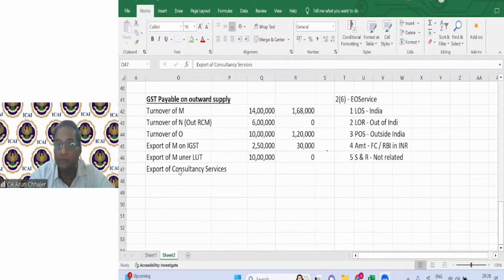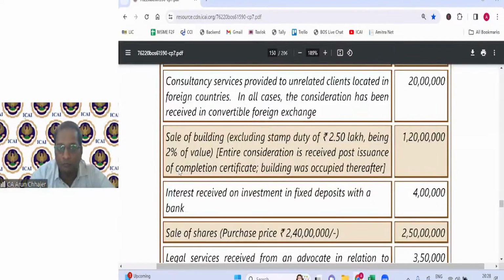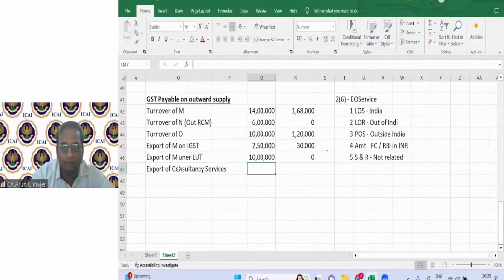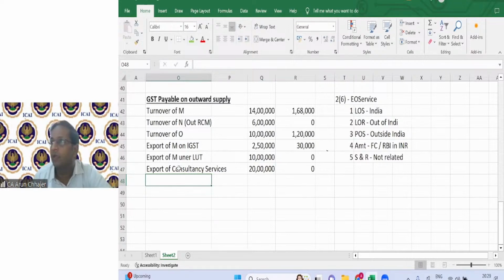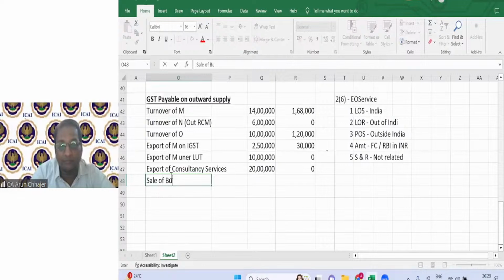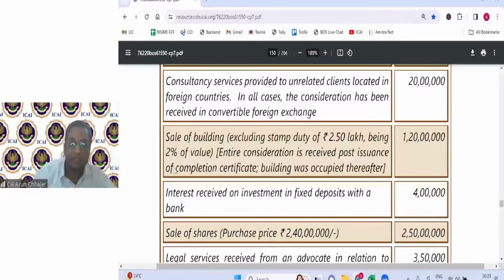कितने का अमाउंट था? 20 लाख. नो जीएसटी. नो जीएसटी. अब, नाउ टेल मी, व्हाट इज द जीएसटी ऑन सेल ऑफ बिल्डिंग, एंड अलोंग विद रीजन, प्लीज गिव मी द रीजन ऑल्सो. इसके ऊपर कितना जीएसटी होगा?